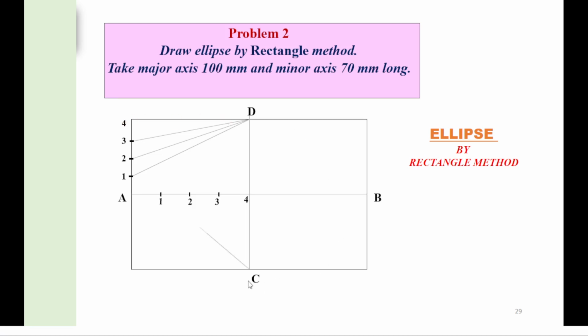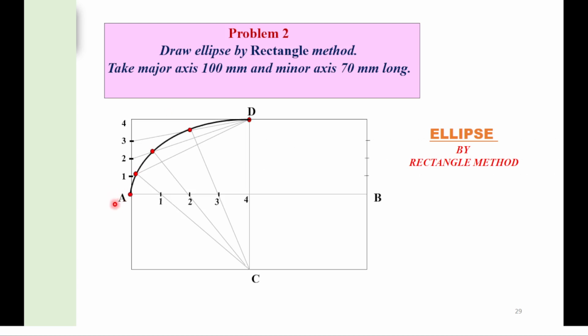Now through point 1 I will draw a line from point C, passing through point 1 till the line 1D. Again from C passing through 2 till 2D. Again from C passing through point number 3 till the 3D line. So we will have these intersection points, this red one, then this one, then this one. Let's name them points P1, P2, P3.